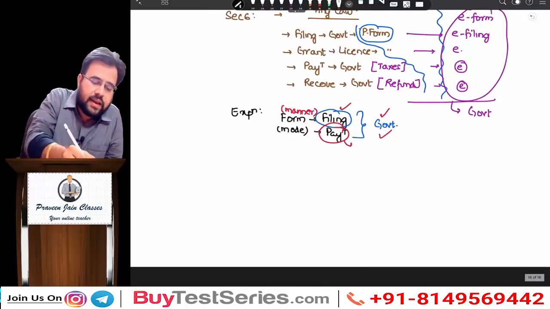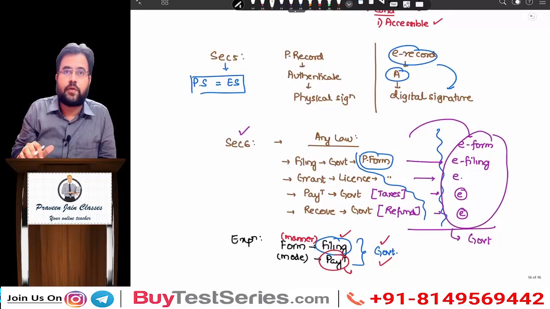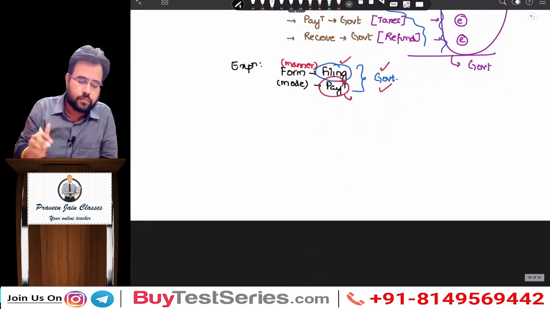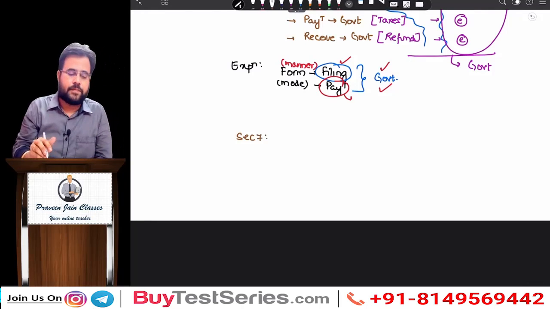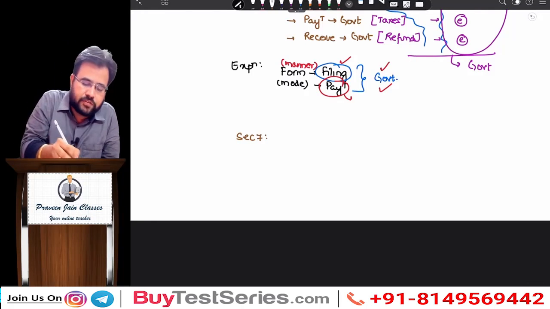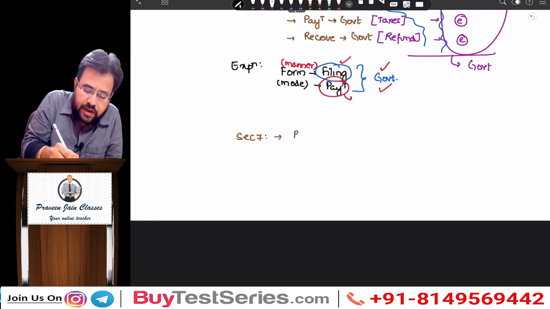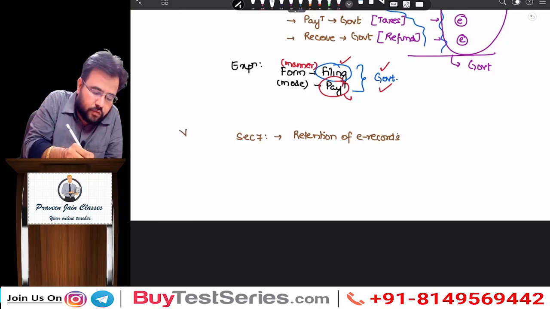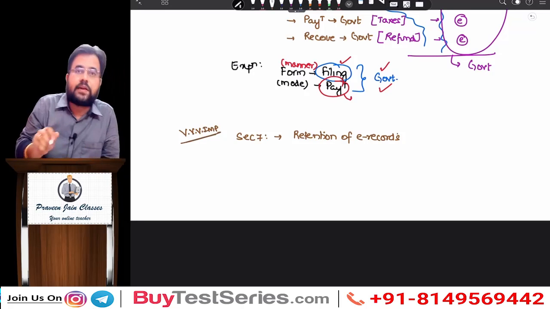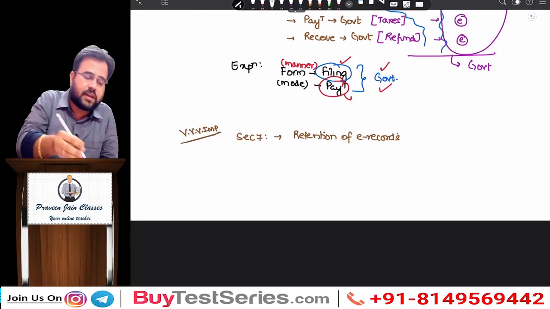Clear? Now let us go to section number 7. If required, you may just note it down. Okay, so section number 7, sir. Now what is section 7 talking about, sir? Section 7 is talking about retention. Retention of what, sir? Electronic records. This is a very important section, sir. You can expect 5 to 6 marks on this particular section, sir.